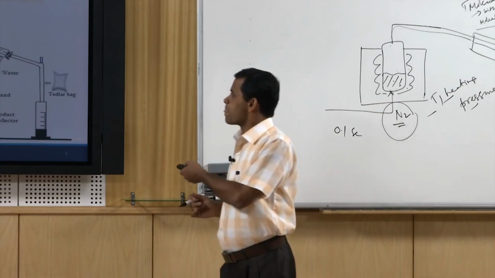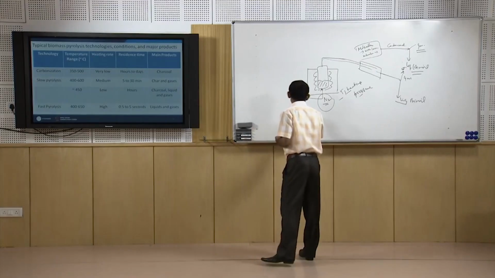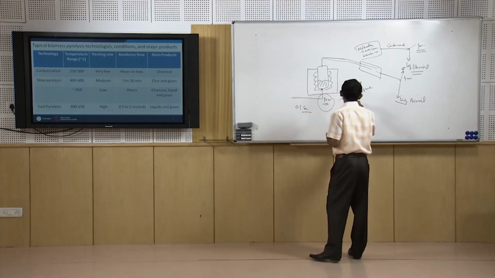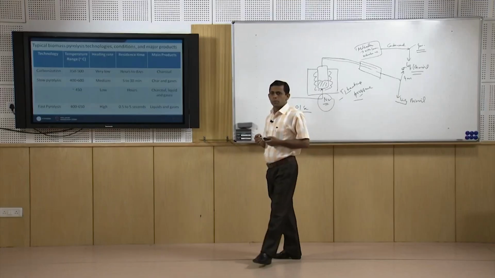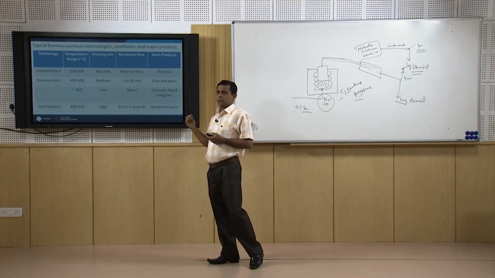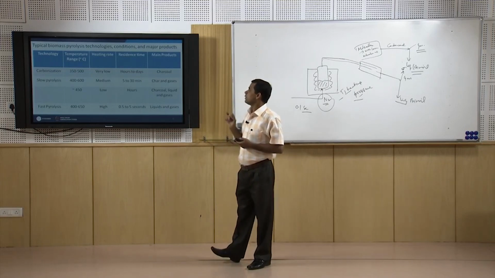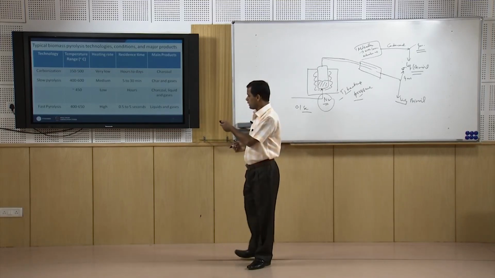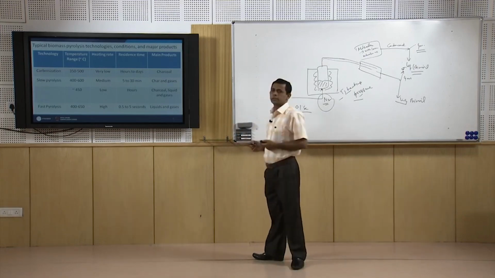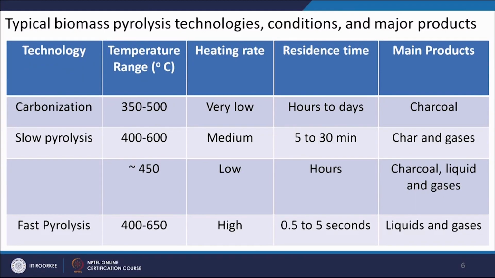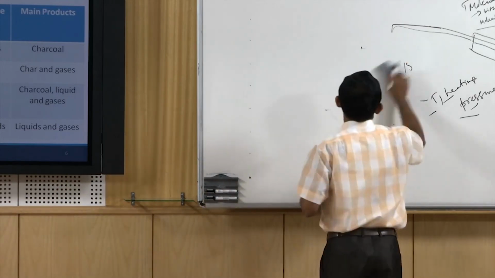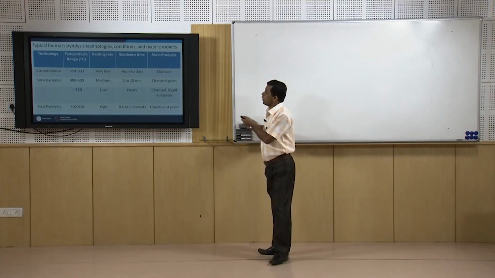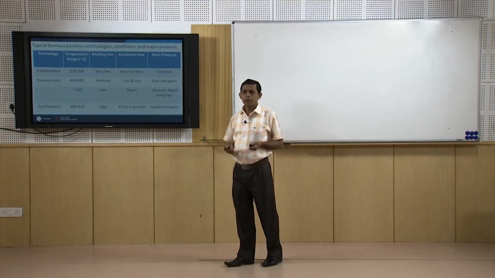So, these are some important parameters which are maintained in a pyrolysis reactor. Now, depending upon the temperature, the heating rate and residence time, we can get different types of pyrolysis, like carbonization, the primitive one. In this case, a very slow heating rate is applied for a longer period and 350 to 500 degree centigrade is maintained. By this method we will get charcoal basically.